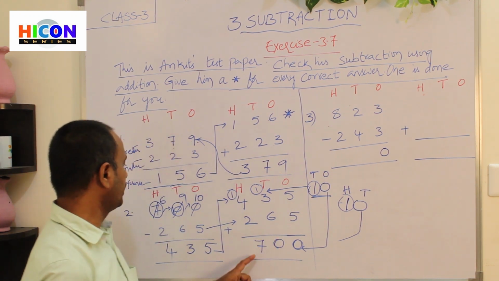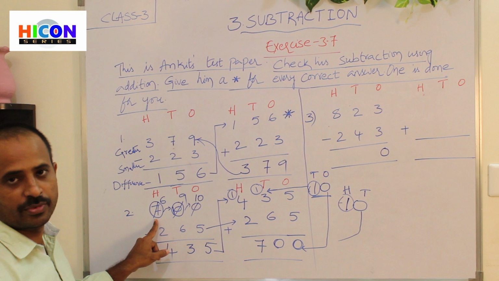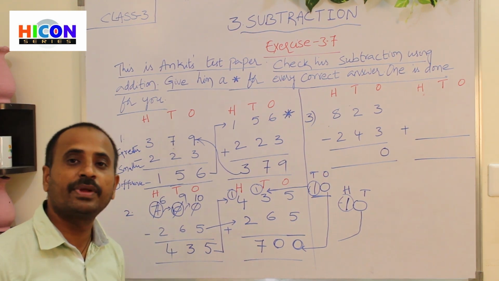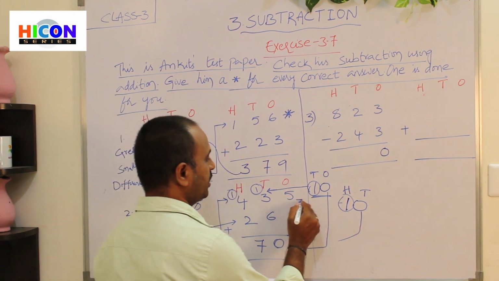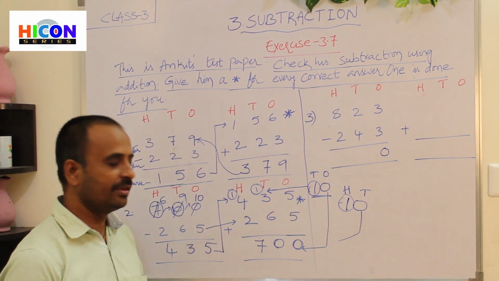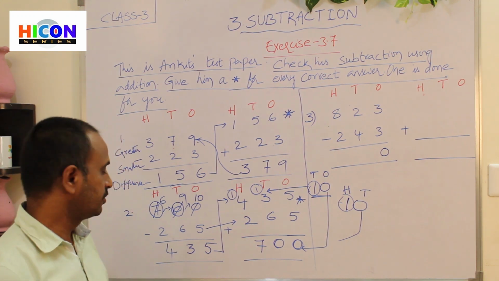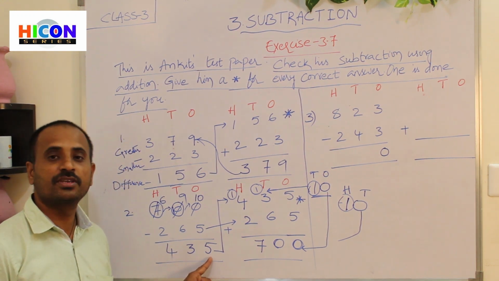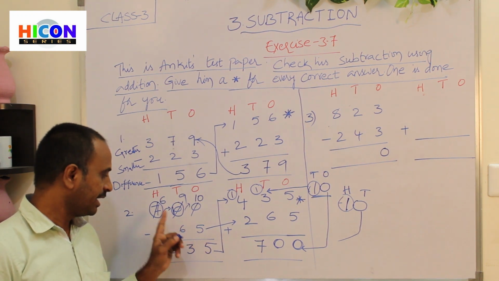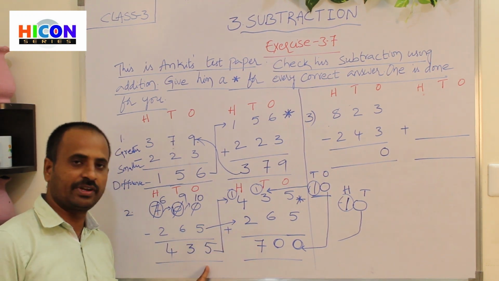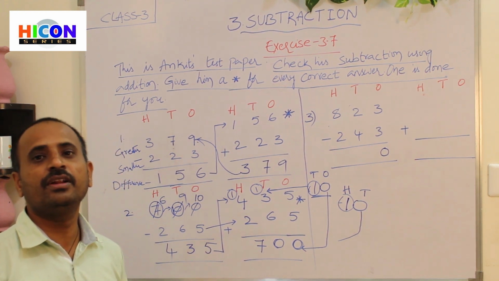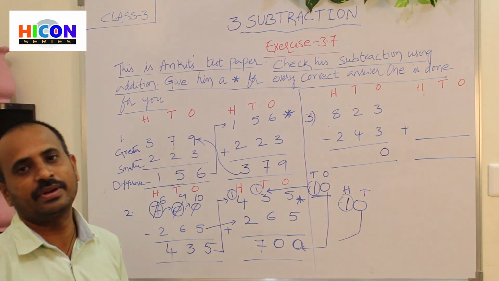So children, what we have got? We have got the greater number. That means we have got the first number. So the subtraction is correct. So put star mark here. So the subtraction is verified and the subtraction is correct. So our answer 435 is correct, because if we add the smaller number, that means if we add the second number to the difference, we have got the first number. So in this way we can verify our answer. We can check our subtraction.